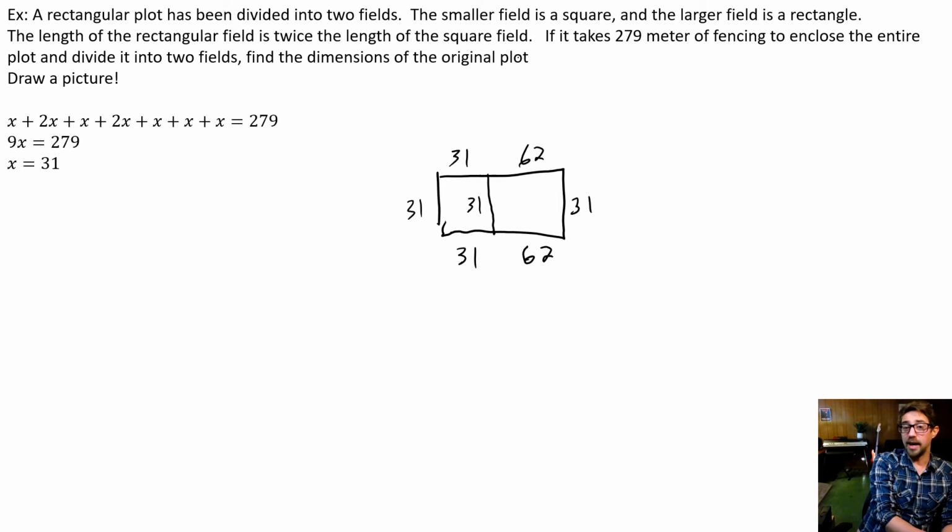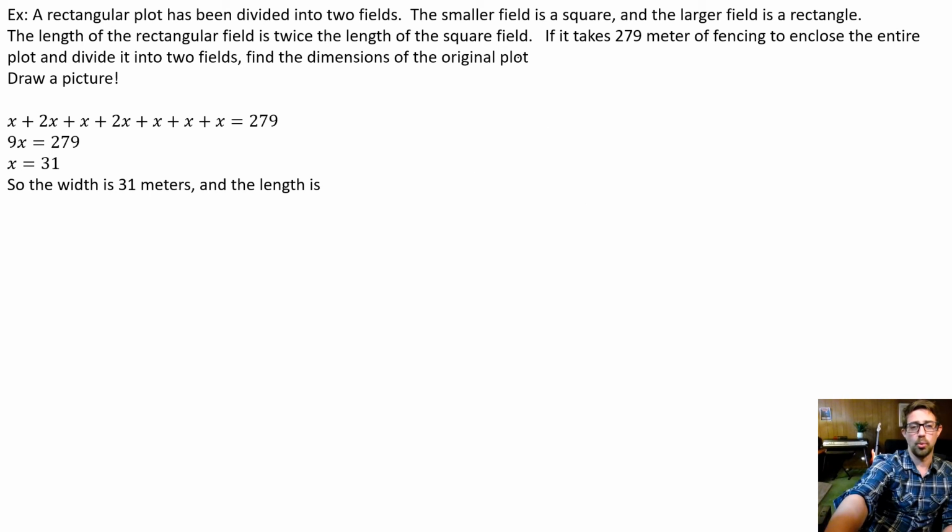And when we say find the dimensions of the original plot, so the plot that was like before it was divided, we actually want the whole top and the whole bottom. So 31 plus 62 is 93. I'll make that more clear in a second. So that's actually 93. So the original plot was 31 by 93. Okay, so the width is 31. The length of the whole thing is x plus 2x, which was 31 plus 62.